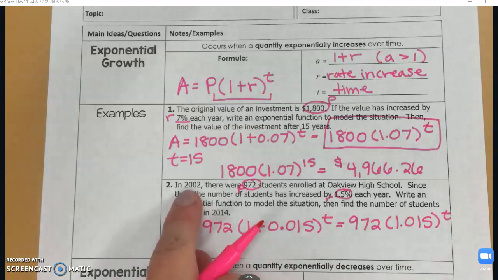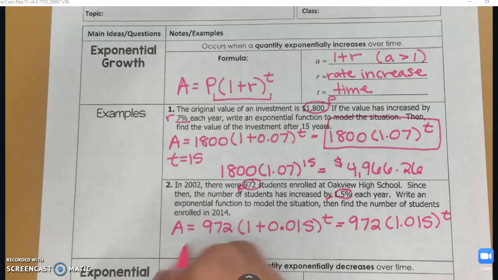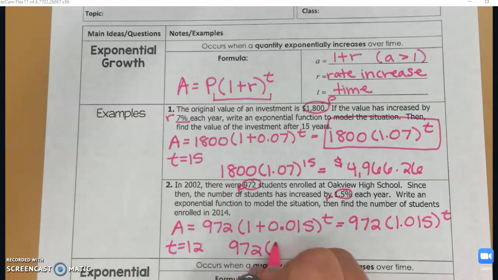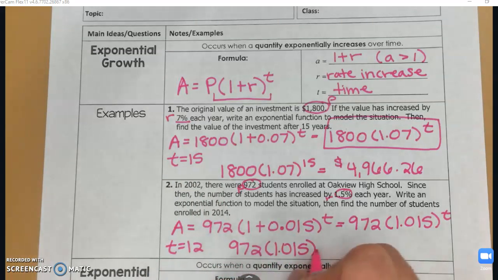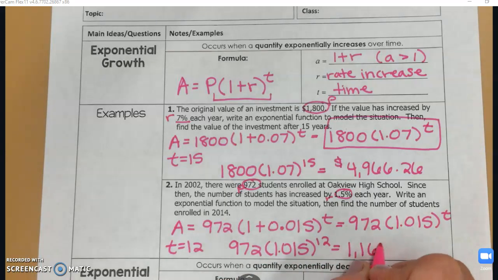Now from 2002 to 2014, that is 12 years. So when t is 12, I'm going to get 1,163 students. And because I'm talking about people, I need to always round up to the nearest whole person, because we don't have fractions of a person, and we round up when we're talking about people.